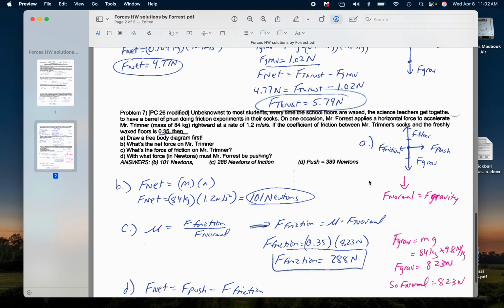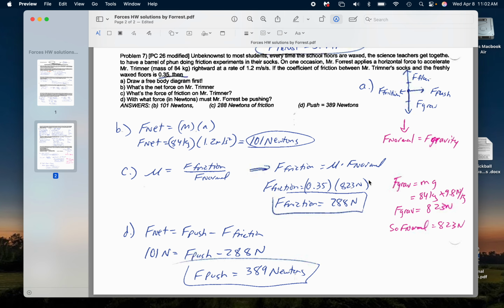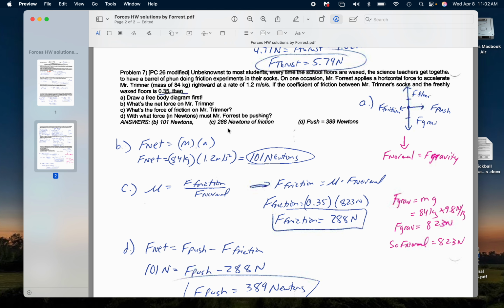Okay. The last one, PC27, deals with a situation where I'm pushing Mr. Trimner on a floor. There is some friction, and it says that the coefficient of friction between his socks and the floor is 0.35. So first of all, with what's happening, draw a free body diagram. Force of the floor up, which is the normal force, gravity down, those two should equal each other. The push to the right, friction to the left. Again, one should be bigger than the other. In particular, since the person's accelerating rightward, the push is larger than the frictional force.